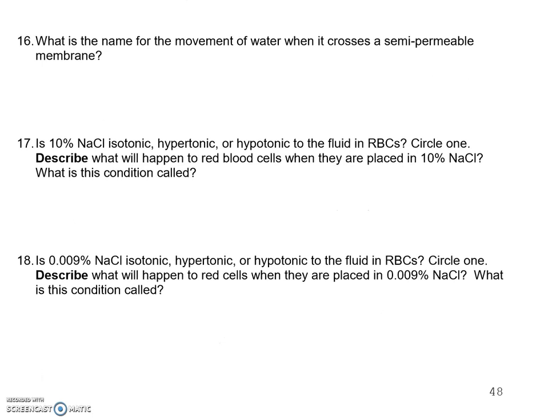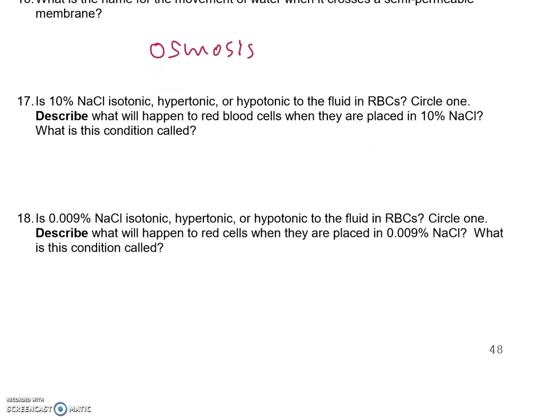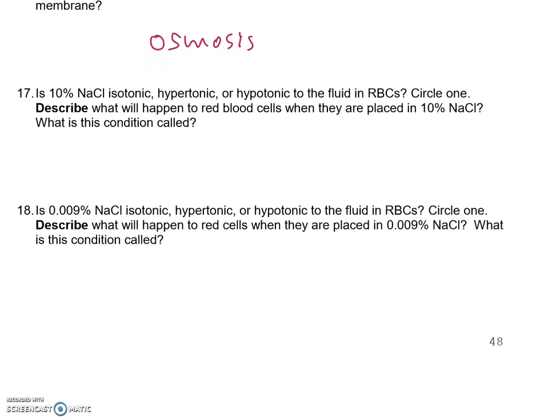Number 16, what's the name for the movement of water when it crosses a semi-permeable membrane? That's called osmosis. And 17 is 10% sodium chloride, isotonic, hyper or hypotonic to the fluid in red blood cells? Keep in mind RBCs are 0.9% saline, so the 10% is clearly hypertonic. Describe what will happen to red blood cells when they are placed in 10% salt. They lose a lot of water, so the water will leave the cell, and this condition is called crenation.